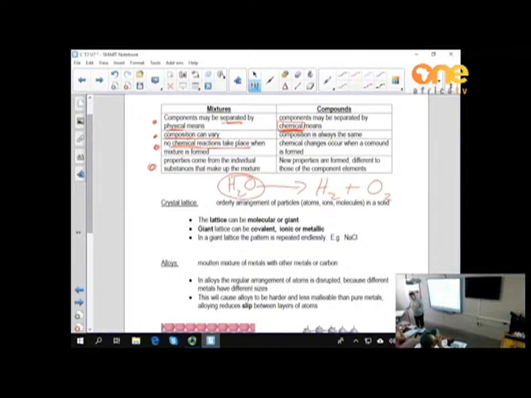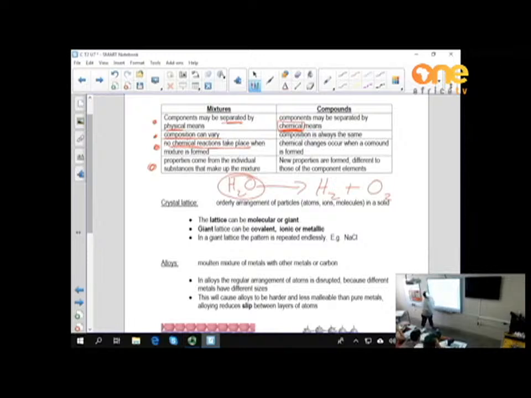Sometimes it's very easy to separate the parts in a compound, like water. It's very easy to do that. We can do it in a laboratory. You don't need a lot of energy to do that. Other compounds, something like aluminium oxide, is actually quite difficult to break up, because it requires a very large amount of energy. So depending on how much energy is needed, some things are easier to separate than others.